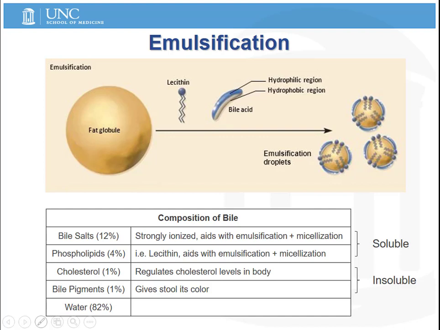And these are the components of bile. So bile is mostly water, and these are the 2 components of bile that participate in emulsification and, as we'll see later, micellization. Both bile salts and phospholipids are amphipathic molecules, so they have both a hydrophilic region and a hydrophobic region, and that makes it so that they are able to interact with both the lipid and the aqueous environment surrounding it. Other bile components include cholesterol and bile pigments.